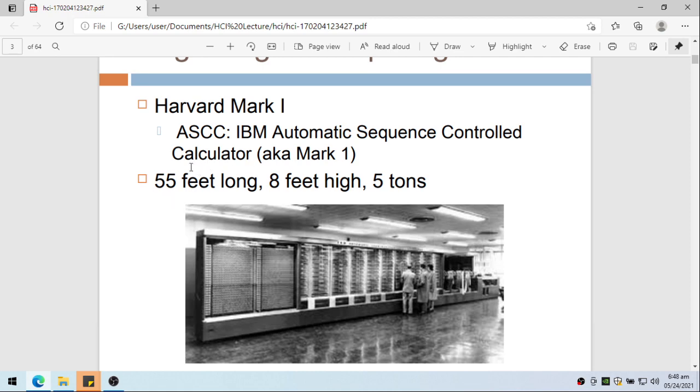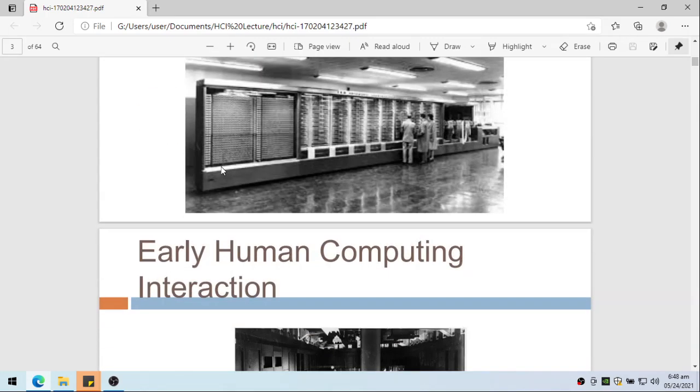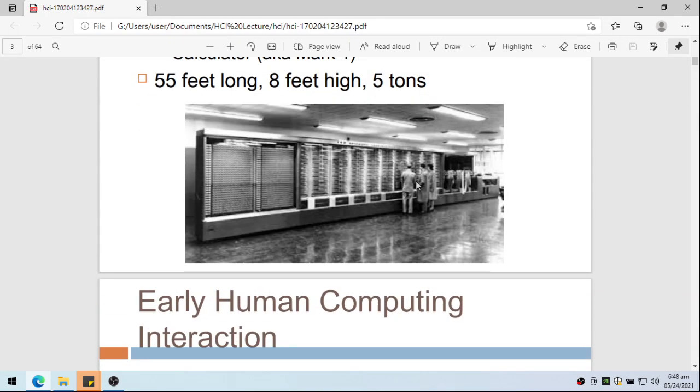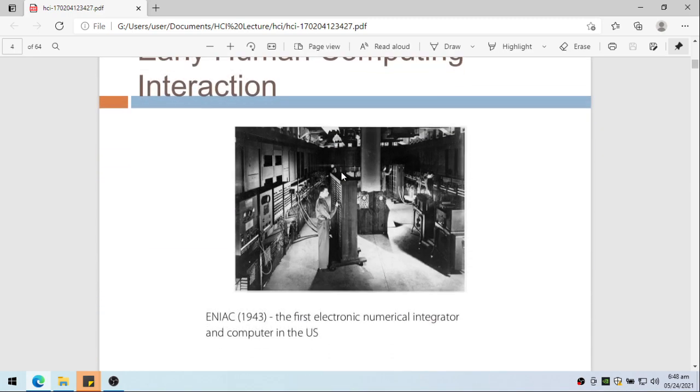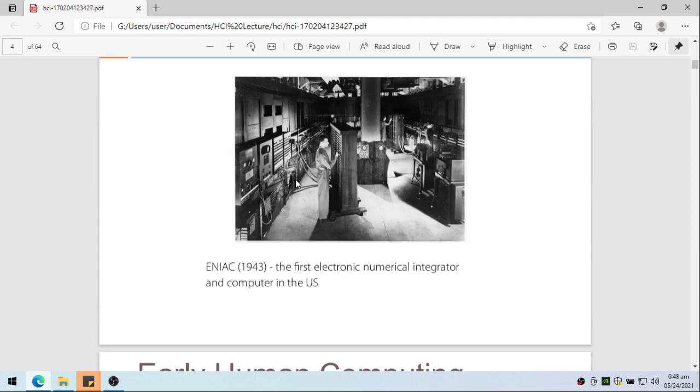And you know, this is just a calculator. And maybe if we look closely at the picture, you can see how complex it is. So this is a computer or a calculator. Then here we have another computer. We have the ENIAC 1943, the first Electronic Numerical Integrator and Computer in the US. And you can see also how this computer looks. So we have a lot of switches, etc. And they are quite big.